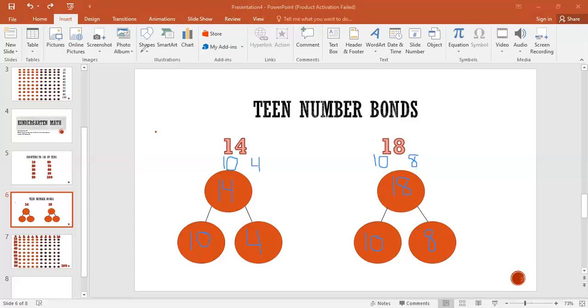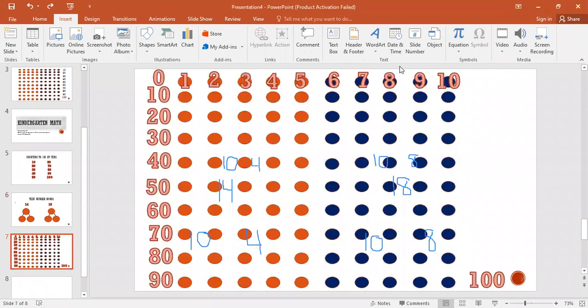Great job. Okay, we're going to go ahead and get started with our lesson for today. So what we are doing today is we are going to be counting between each of our tens by ones.